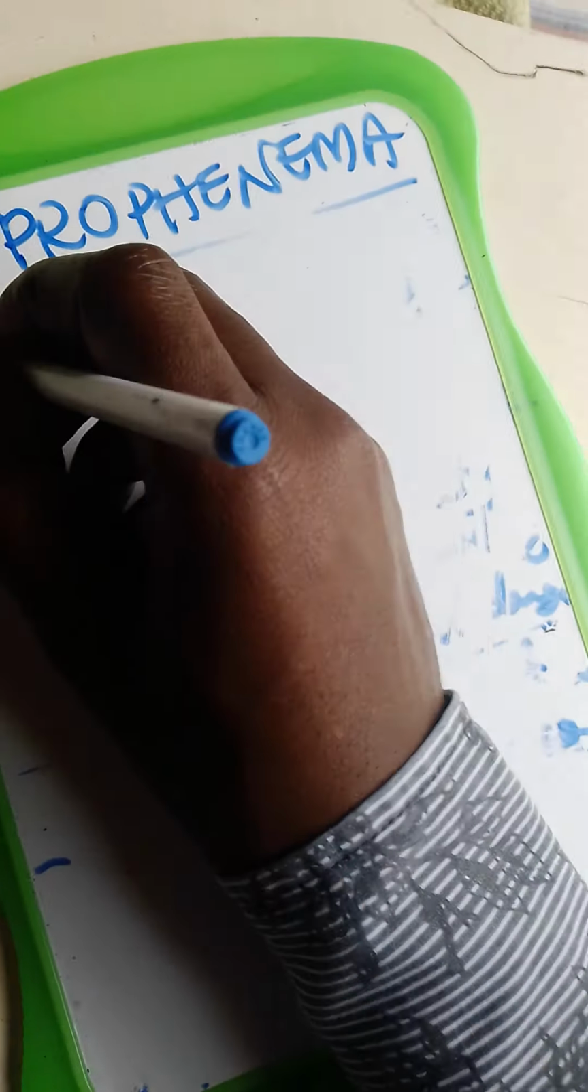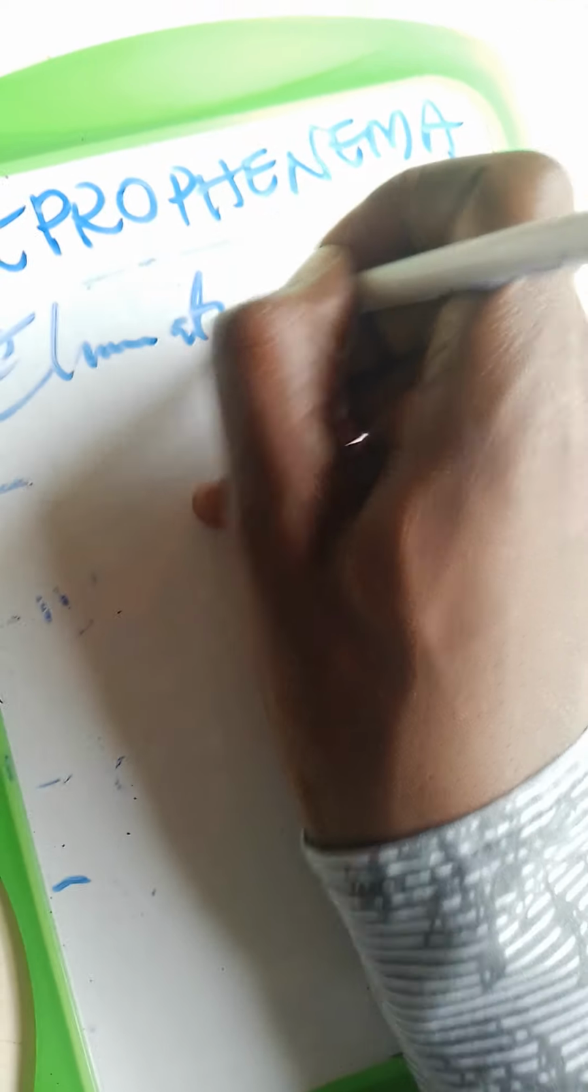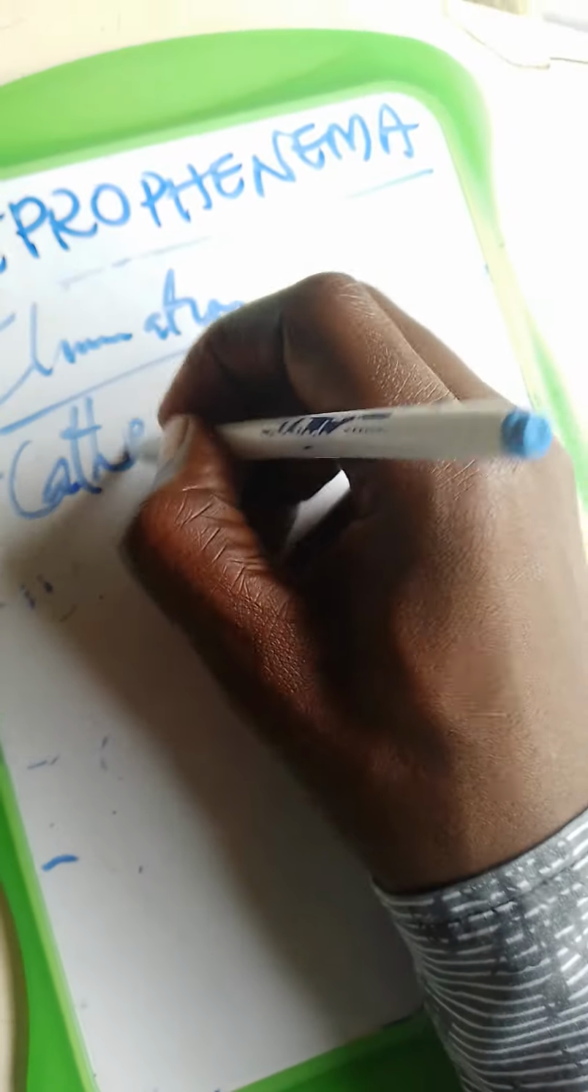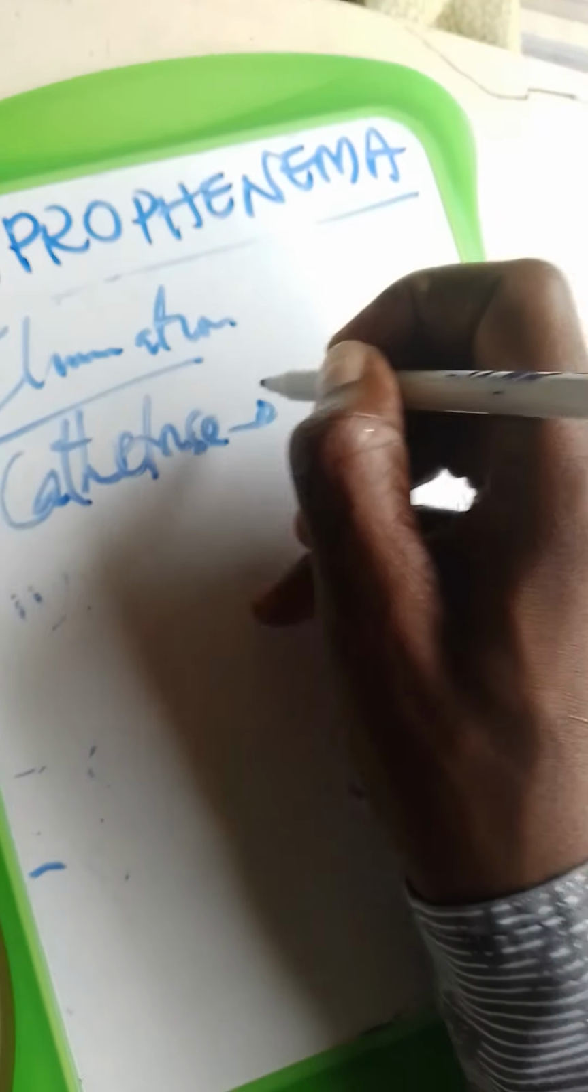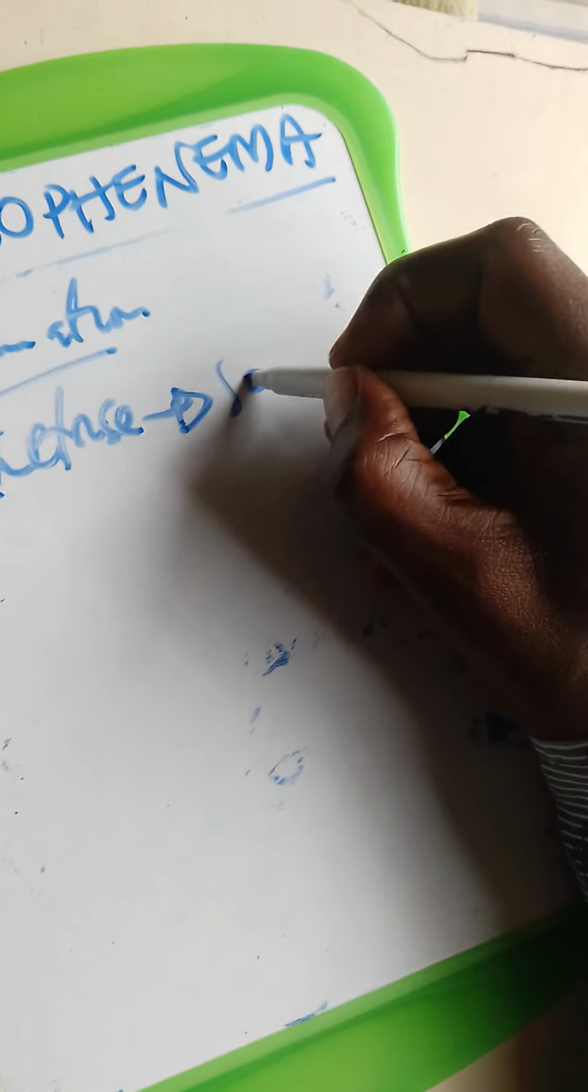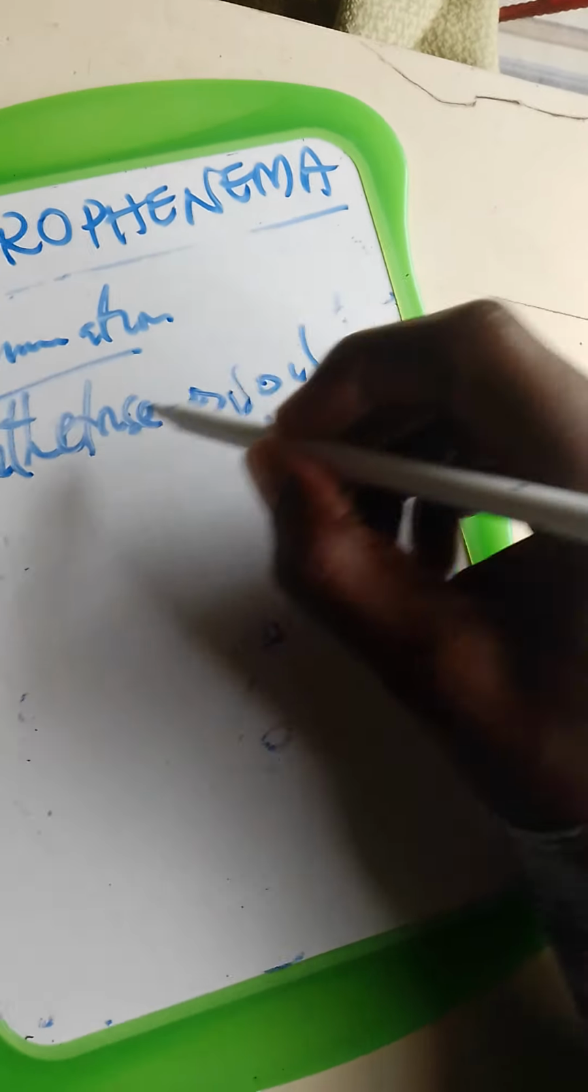In case you came up with a point in terms of elimination, what can you do under elimination? You can look at a point such as catheterize. So you will catheterize the patient because you do not want the patient to soil the linen. That will be one of the reasons why you are catheterizing.